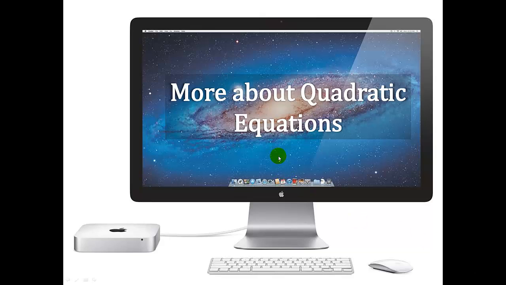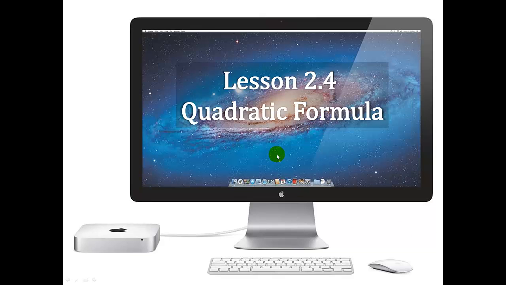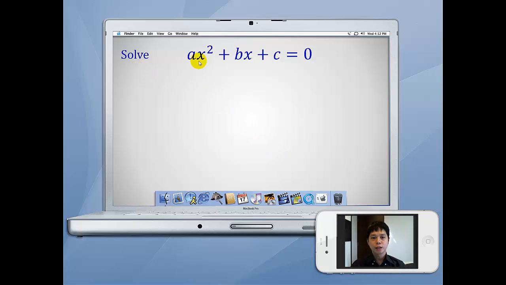Now we shall learn another method of solving quadratic equations using something called the quadratic formula. We shall now quickly derive the formula using completing the square.